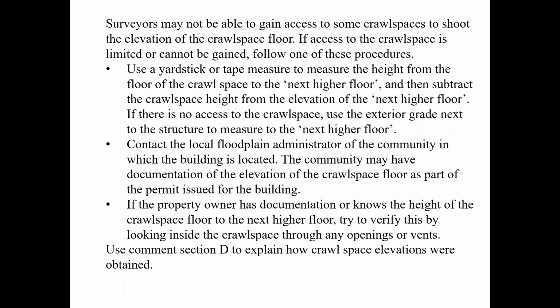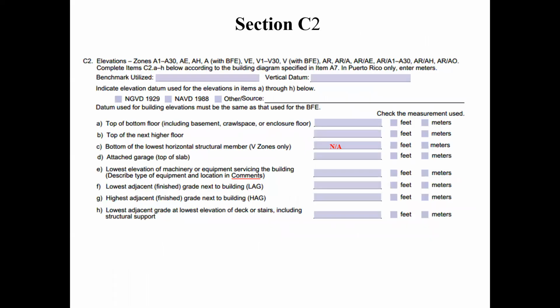So if you have to use something like this, then you're going to want to explain it in the comments section D. There may also be interior access to the crawl space from inside the house, so that might also be an option. Either way, you should try to explain how the crawl space elevations were obtained. So here is section C2, the whole thing, I guess, except for line C1, but this is all of C2.